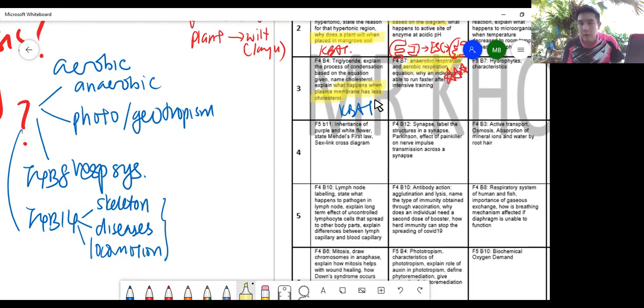So guys, what is the function of cholesterol? Cholesterol's function is to stabilize the plasma membrane, making it more flexible and also dynamic. So generally, the answer would be that the plasma membrane will be less stable, less flexible, less dynamic. This is how you answer KBAT questions.